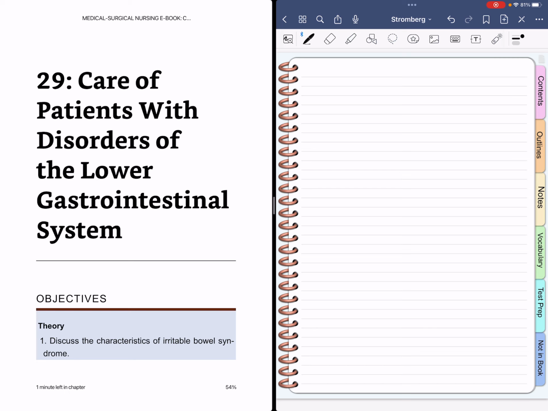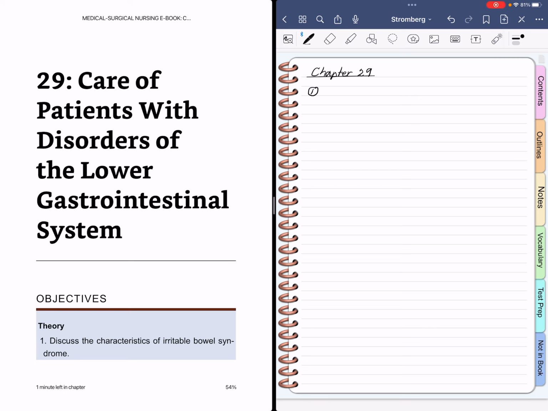And where this says, actually, I think I would go ahead and write the chapter number 2. So chapter 29, just for reference, then the number 1. Okay, objective number 1 says, discuss the characteristics of irritable bowel syndrome.